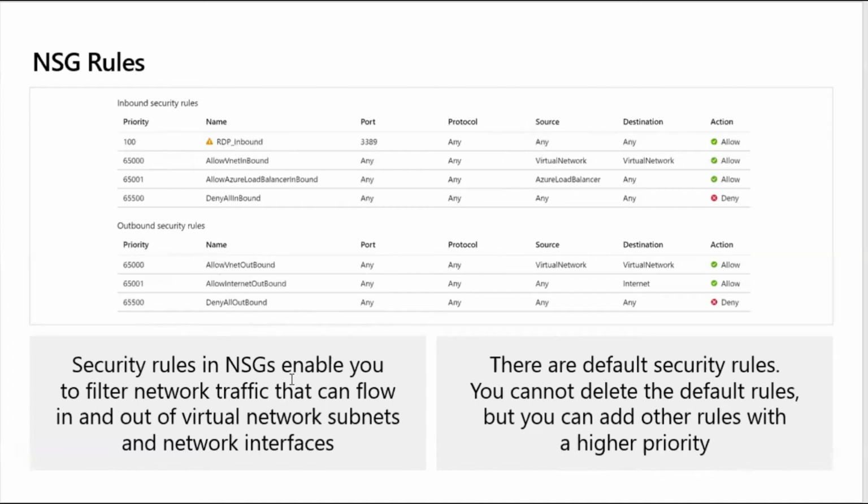Security rules in NSGs enable you to filter network traffic that can flow in and out of virtual network subnets and network interfaces. There are default security rules. You cannot delete the default rules, but you can add other rules with a higher priority. Priority means you see 65,000, 65,001, 65,500. The lower the number, the higher the priority, so that policy will be on the top and will apply first.